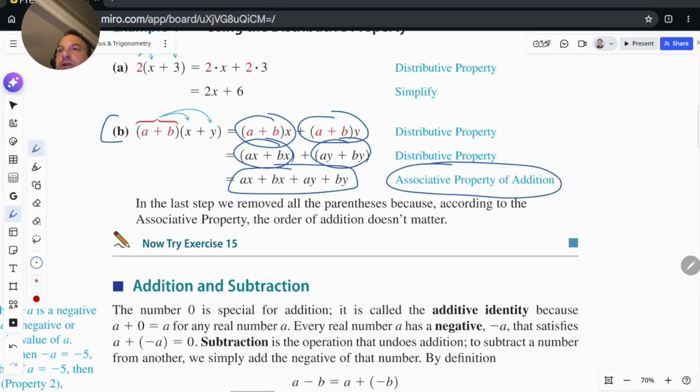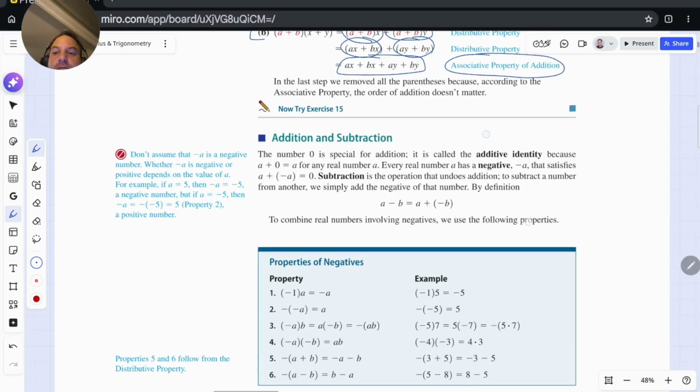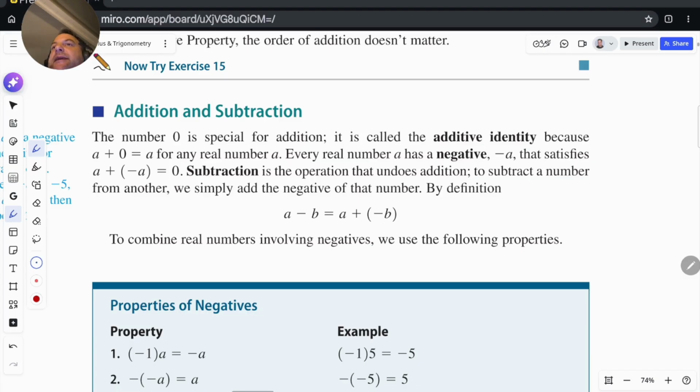All right, let's continue on to part 3, addition and subtraction. This is where we start to look at additive identity, additive inverse, and properties of negatives. So the number 0 is special. Let me zoom in a bit. Adding 0 to any number leaves it unchanged. This is called the additive identity.